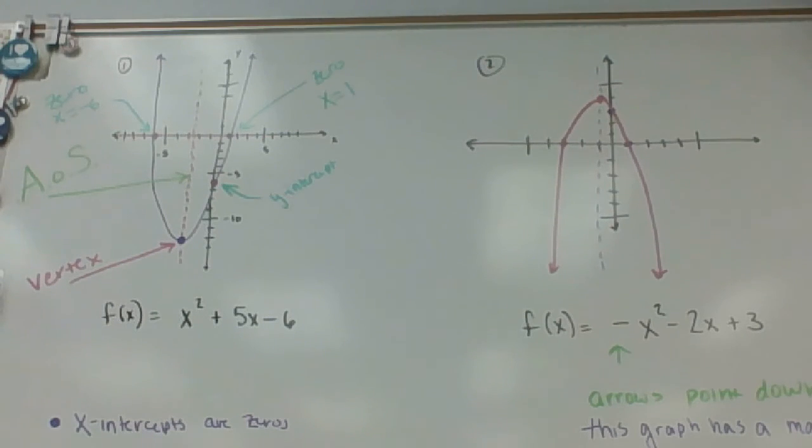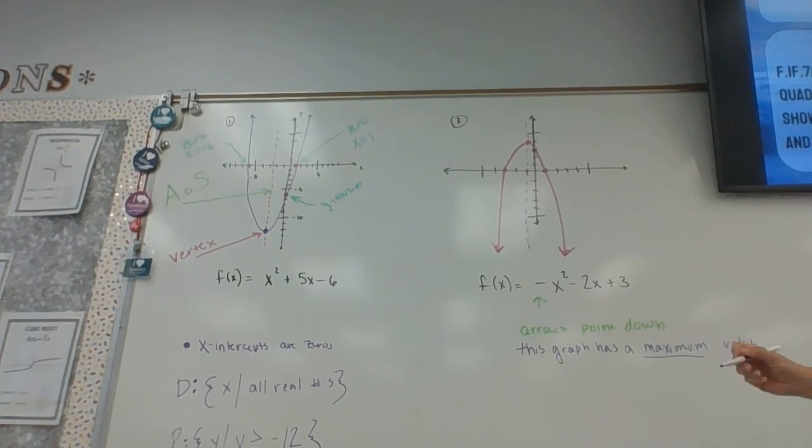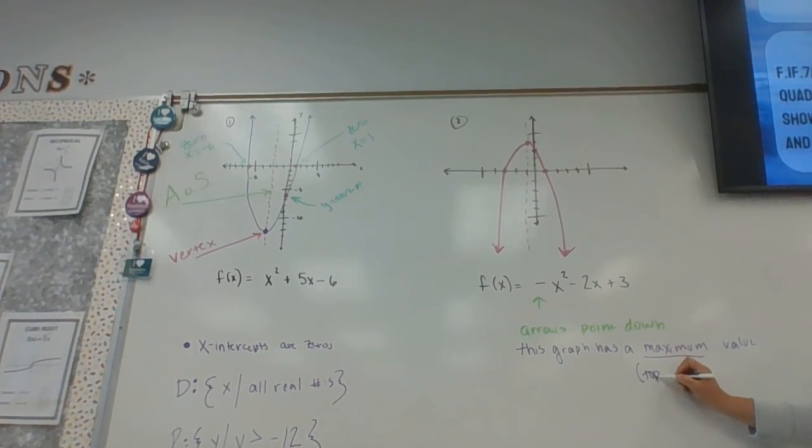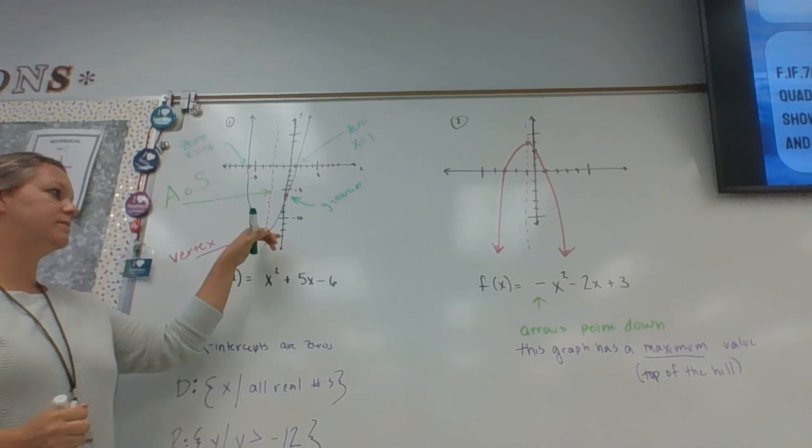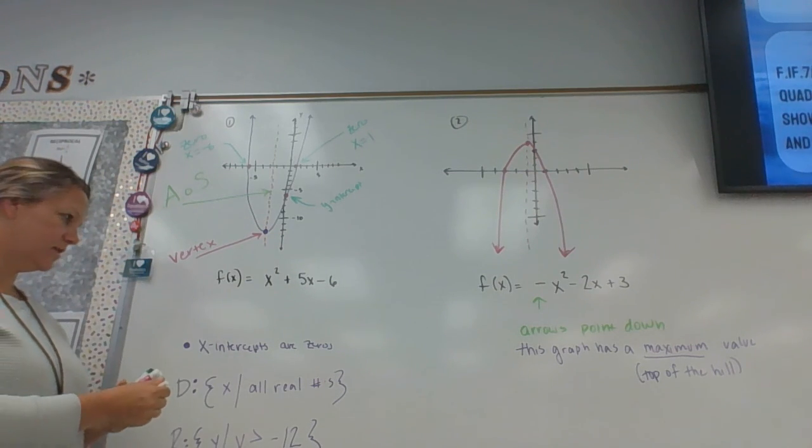This is your new word I did not tell you yesterday. It has a maximum value. The arrows at the end, if they point down, then the graph is said to have a maximum. A maximum is like the top of the hill. Whereas if the arrows point up, the graph is said to have a minimum. It's like the bottom of a valley. Okay.